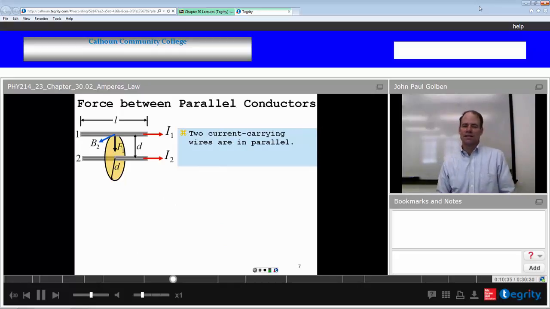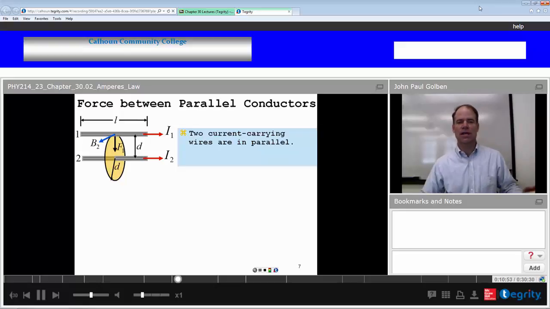Take a look at this. Let's say we had two current-carrying wires, and they're traveling in the same direction with the current. What's going to happen? Well, there's actually going to be a force between these wires. Why? Because one wire is producing a magnetic field that the other wire is feeling.